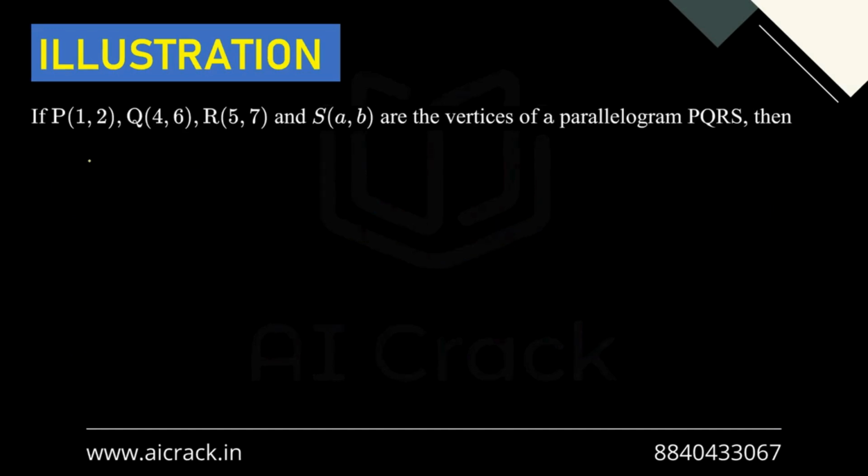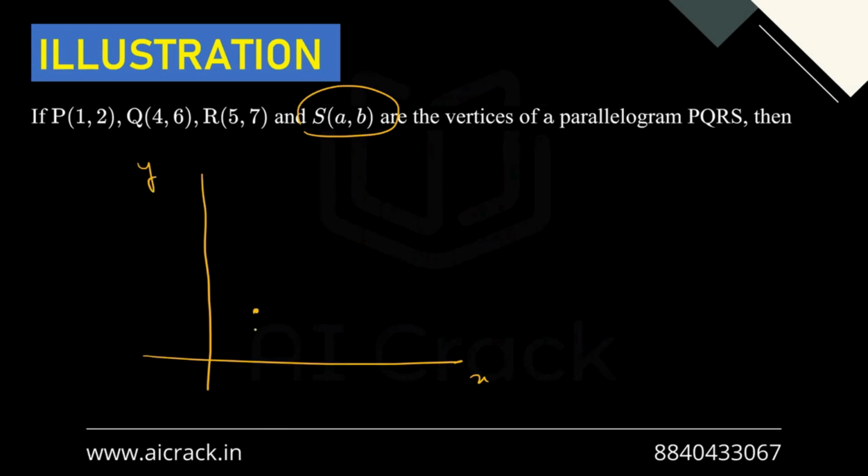Now let's look at this question. If P, Q, R, S are the vertices of parallelogram PQRS, then we have to find out the value of S, which is A, comma B. This is not mentioned over there. So let's try to plot the coordinate axis first. So this is X axis, this is Y axis. Let's say this is our point P, which is 1, 2, and Q should be somewhere over here. That would be 4, 6. R should be somewhere over here, 5, 7, that is R. So obviously in such a case, S should be somewhere over here to make a parallelogram out of it. So we have this kind of parallelogram.